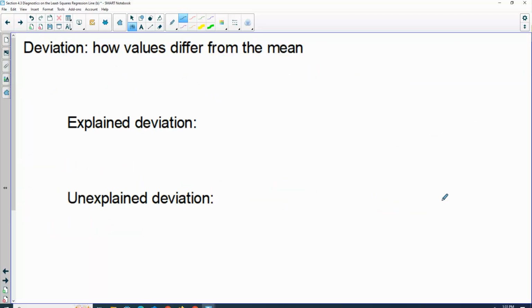So, deviation. We've talked about standard deviation. Deviation in general is just talking about how things differ from the mean. How different are they from our average? And there's really 2 types, explained and unexplained. So explained deviation is anything where the variation is explained by the regression line.